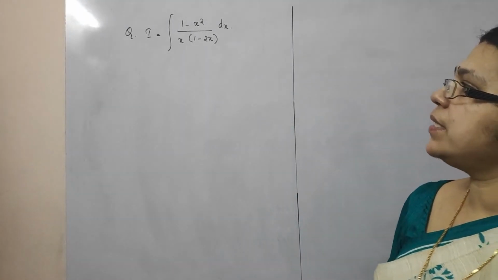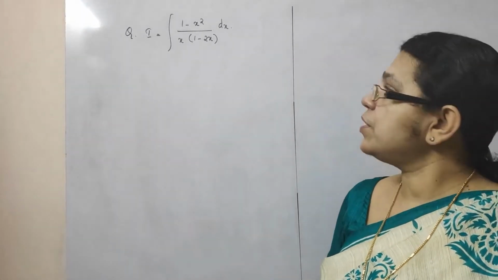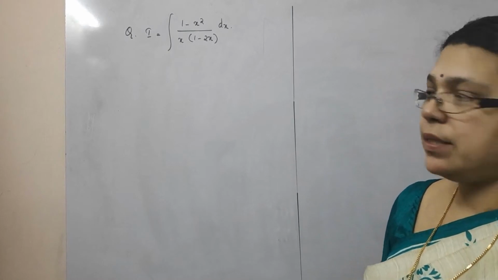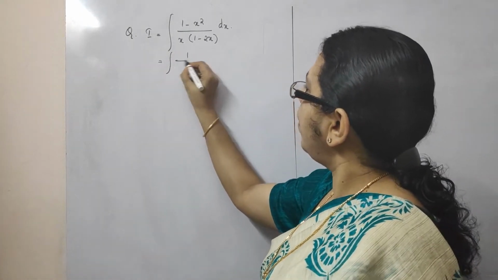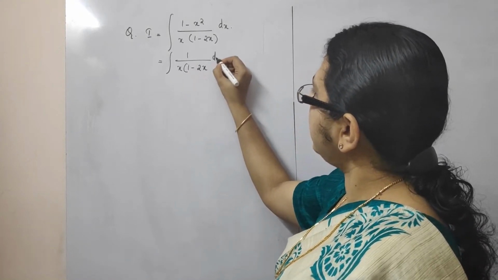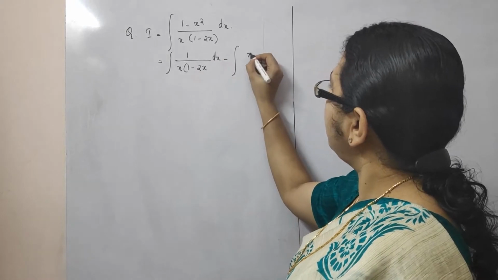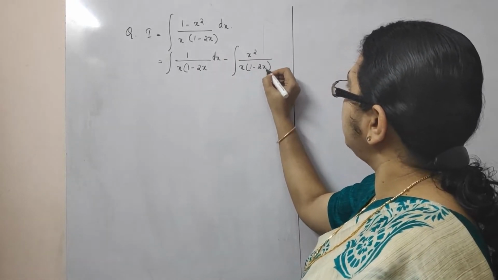I have here the question as I is equal to integral of 1 minus x square by x times 1 minus 2x. Okay, so I may write this as integral of 1 by x into 1 minus 2x into dx minus integral of x square by x into 1 minus 2x into dx.